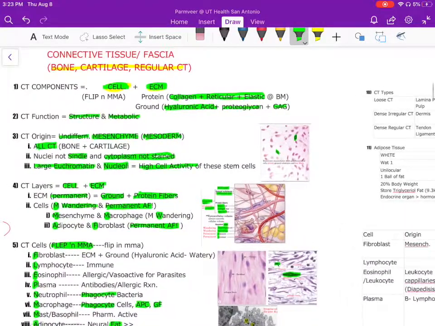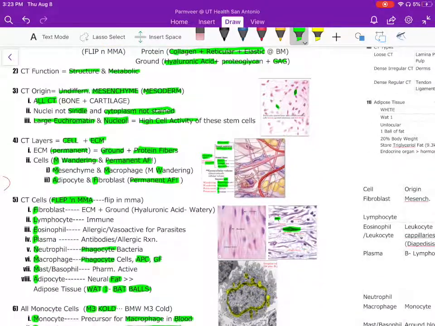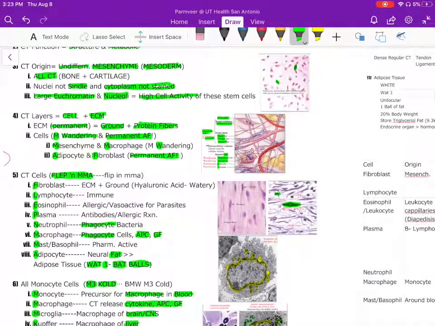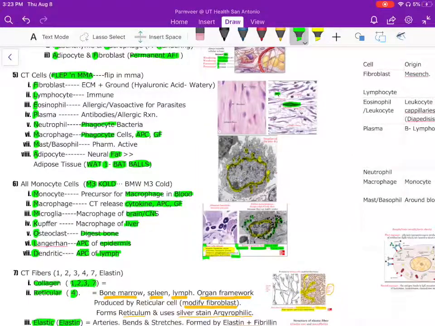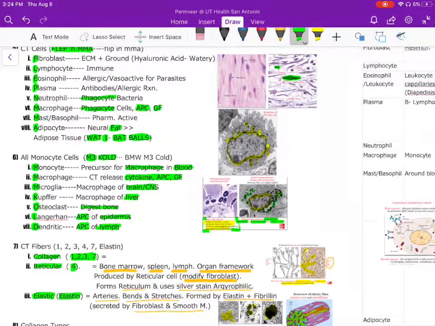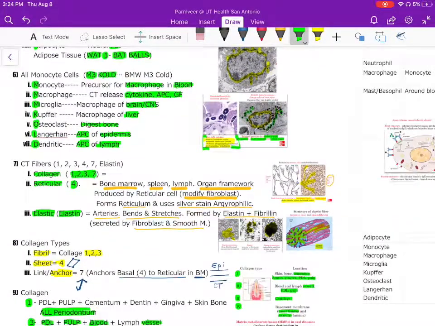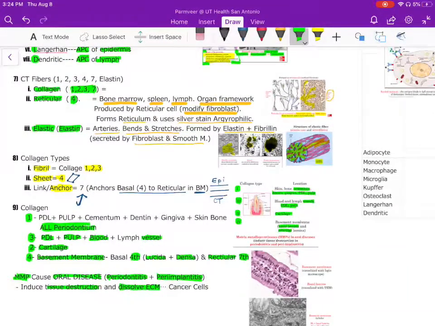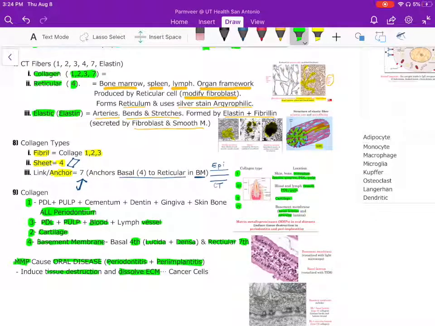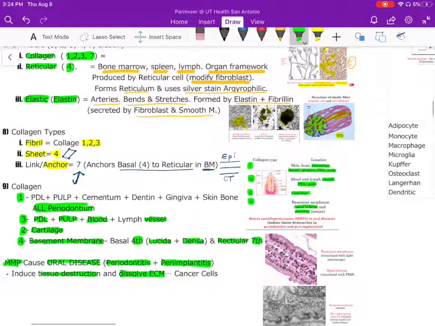So we just did connective tissue made up of cells and extracellular matrix. The function is structure and metabolic. They come from mesenchyme mesoderm cells, which have large euchromatin and nucleoli because they're stem cells and they have a lot of high nuclear activity. Then we have our cells of connective tissue, which is FLIP in MMA. Also have monocyte cells, which is M3 cold. Then we have 3 types of connective tissue fibers that make up 3 types of collagen. And then you have collagen that is found in the oral cavity, which is 1, 3, 2, 4.